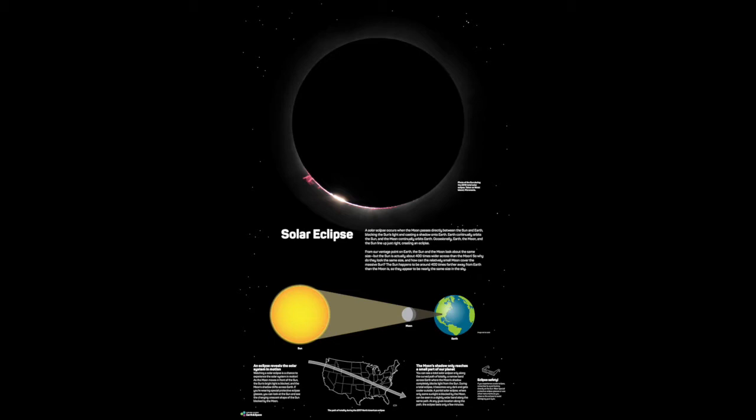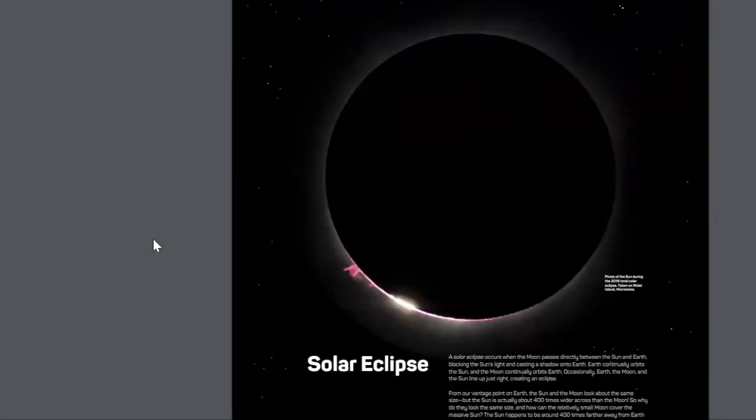And that makes up for the difference in size. So that at certain times, when everything lines up perfectly, the moon is in between the sun and the earth, and it casts a shadow. So it looks to us like the sun has been blotted out. This is a total solar eclipse.